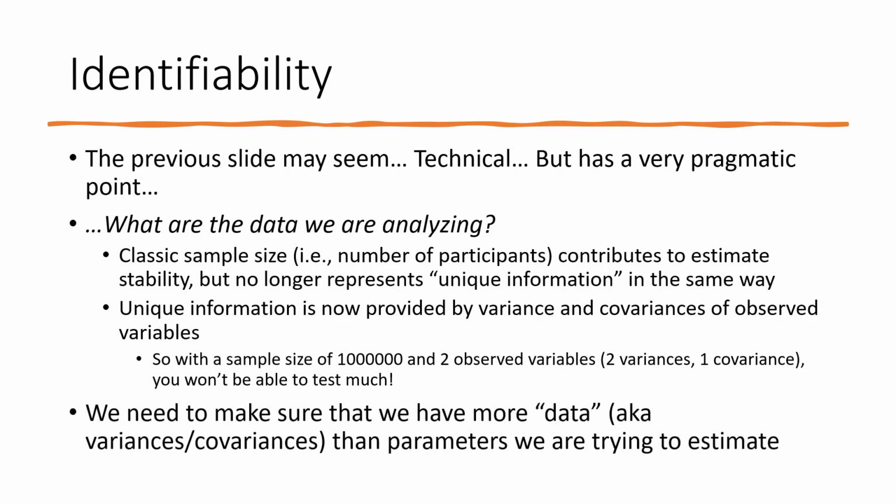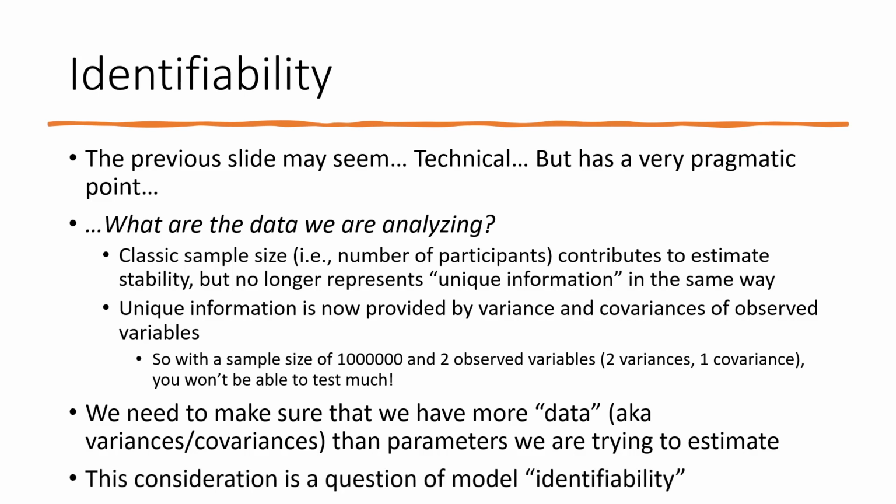So I need to make sure that I have more data, i.e. variances and covariances, than parameters that I'm trying to estimate in my model. So when I'm thinking about my model, I need to make sure that I have enough data to measure that. And this consideration is a matter of what we call identifiability. Is the model identifiable?